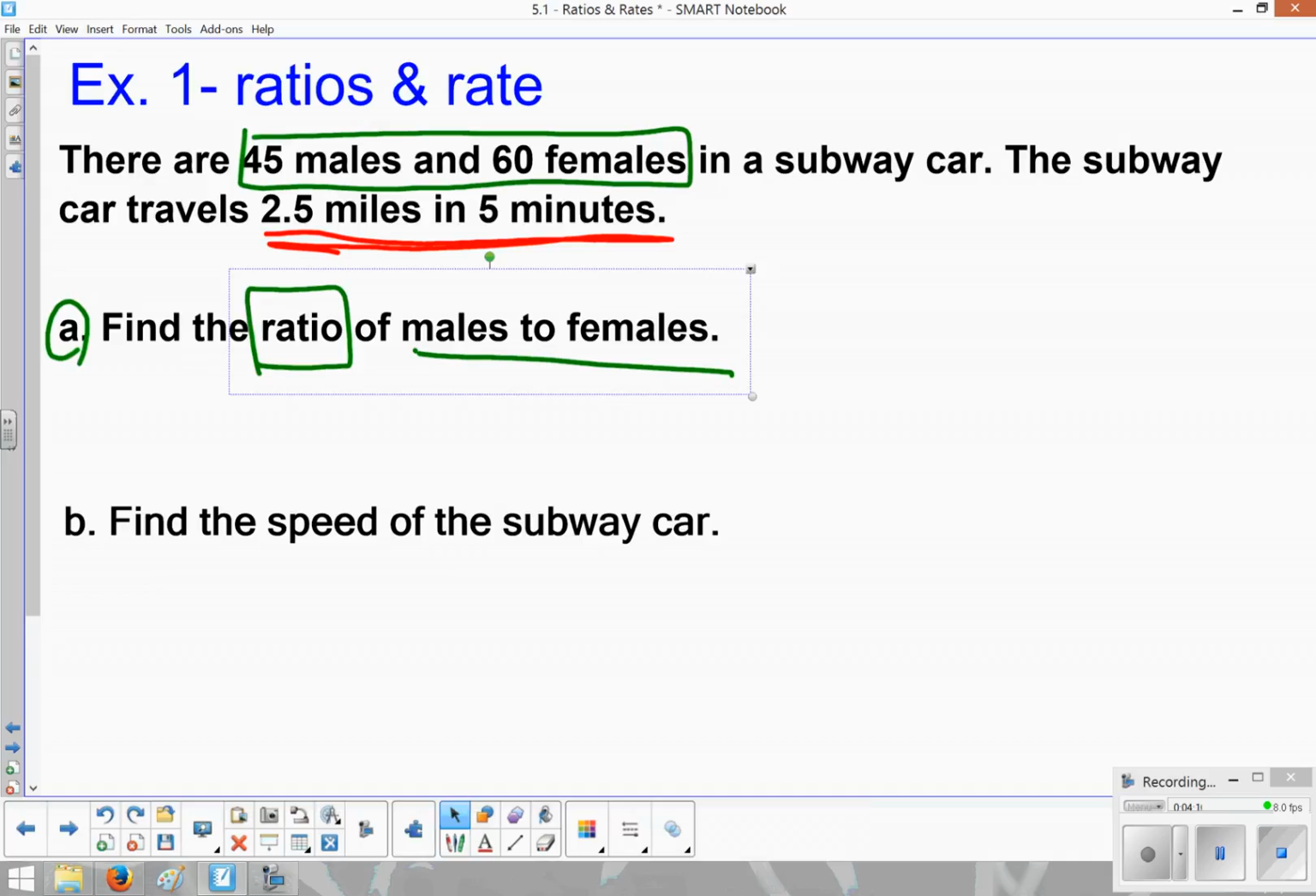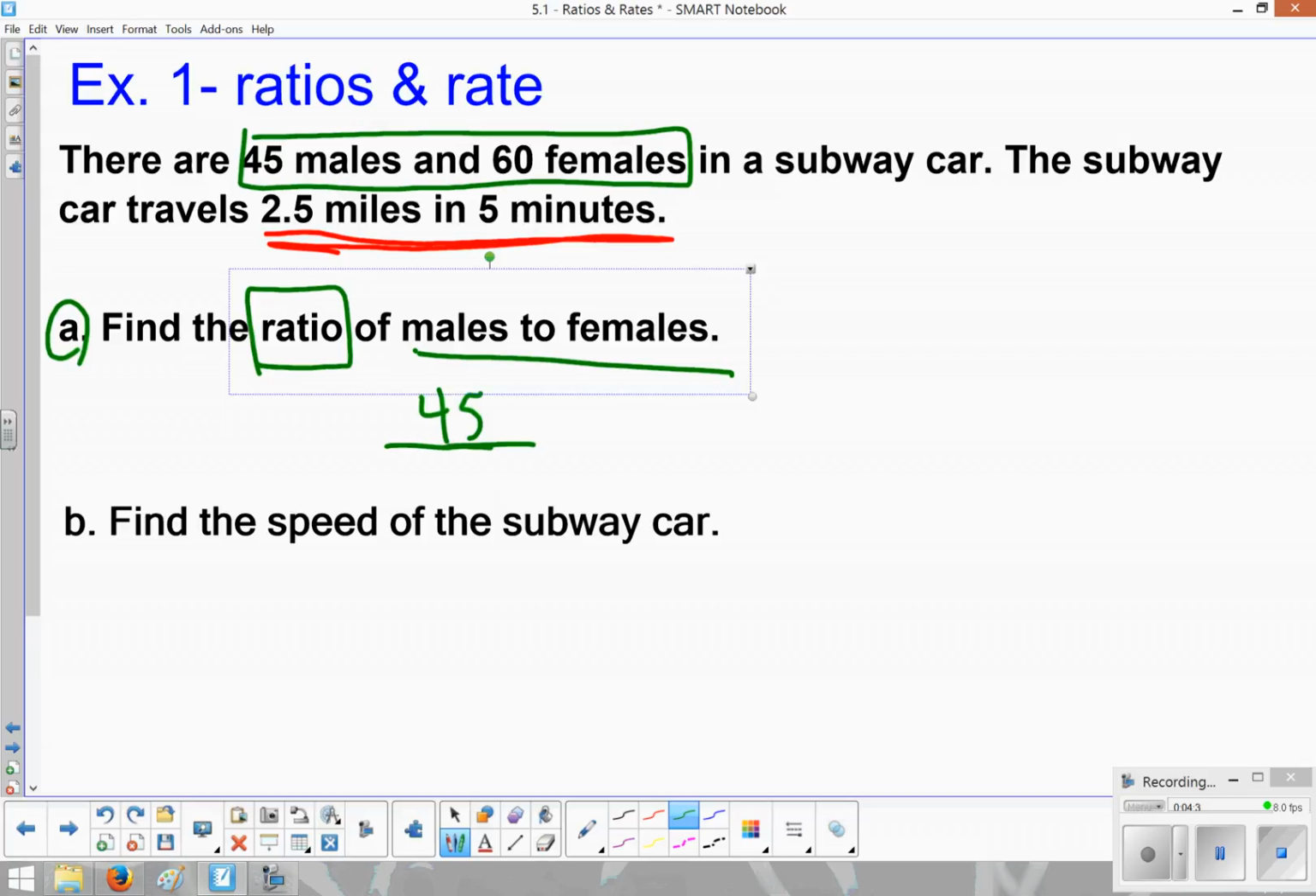So we're going to talk about males and females here. So it's males to females. And since they're talking about 45, we're going to go ahead and put 45 as our numerator, because males is what is mentioned first. That's how I know it's 45 first. And then females is mentioned second, so 60 is at the bottom.